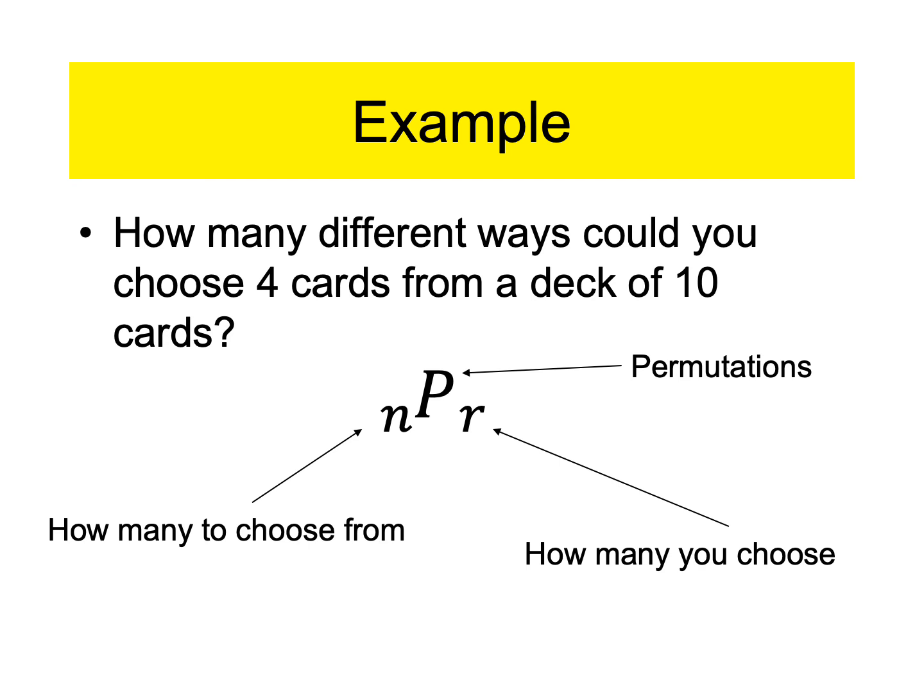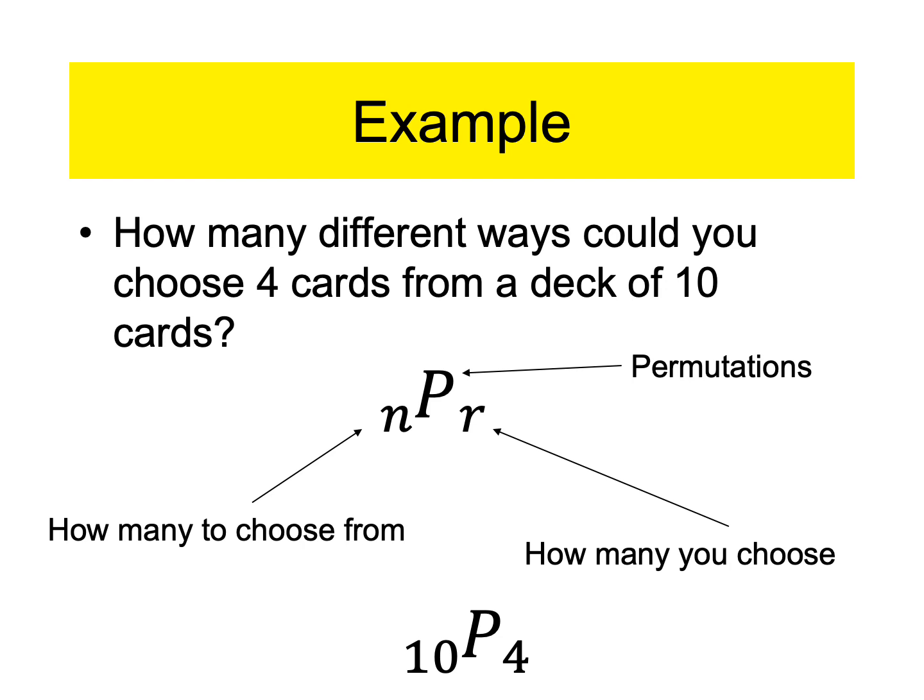P will always be the capital letter P, but N and R will be numbers. So let's see in our problem. P will be the capital letter P. It says how many you're choosing from. Well, we're choosing from 10 cards, and we're supposed to choose 4 of them. So 10P4 is how you represent this problem. Tonight for homework, they're going to give you 10P4 and ask you, well, what's the answer?